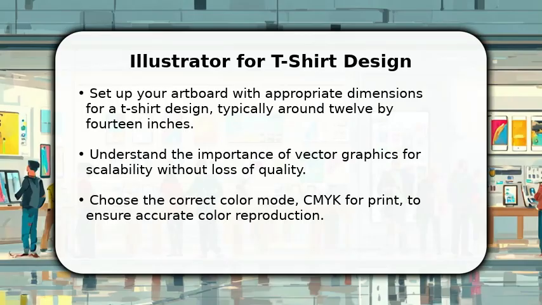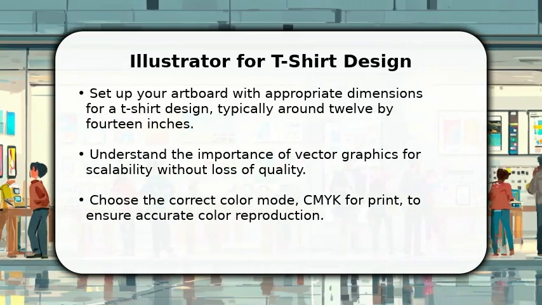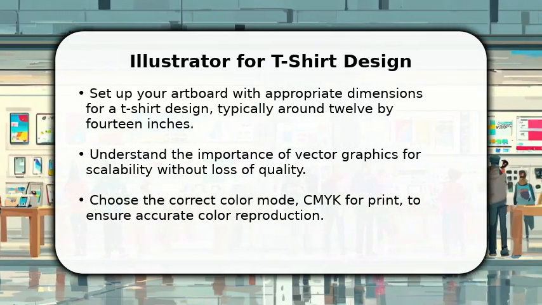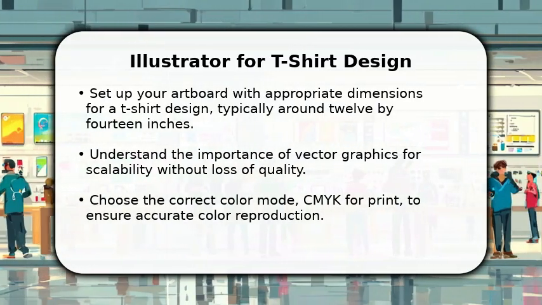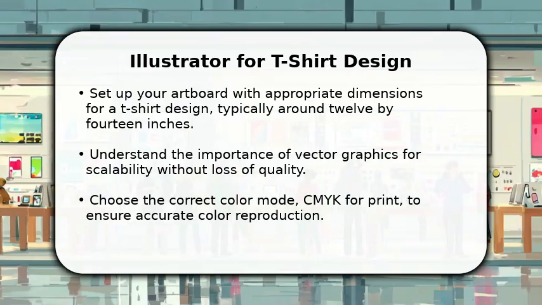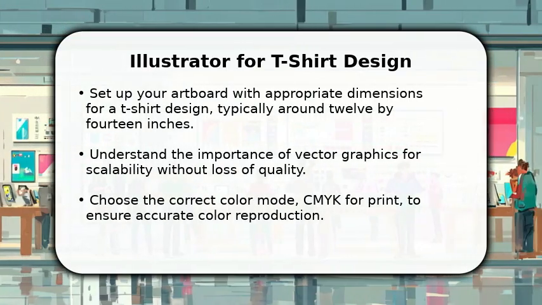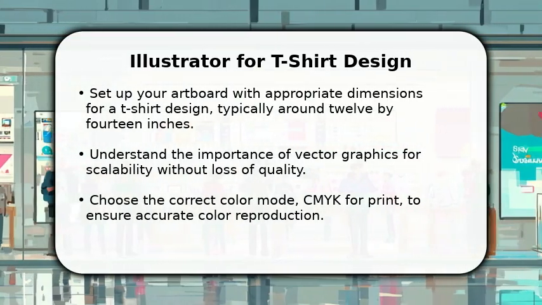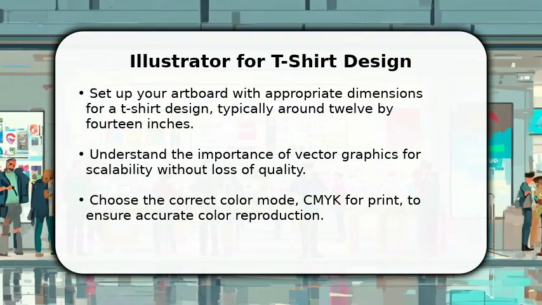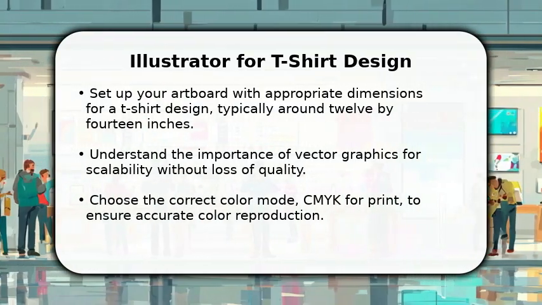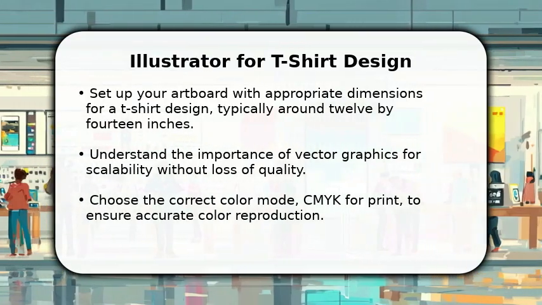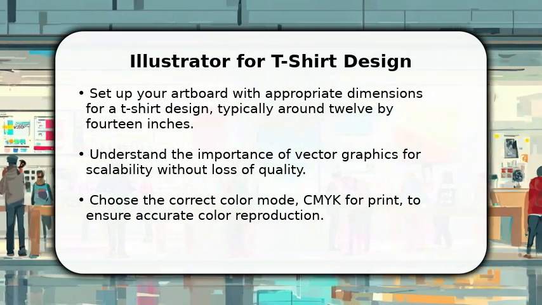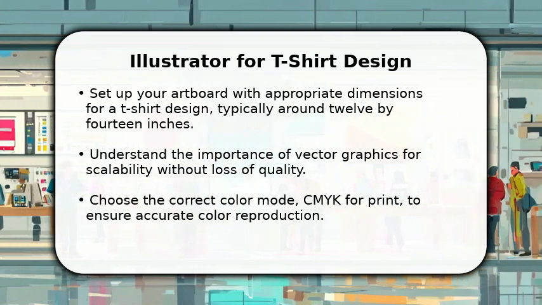In this video, I will explain how to use Adobe Illustrator for t-shirt design. First, set up your artboard with dimensions suitable for a t-shirt, typically around 12 by 14 inches. Remember, vector graphics are crucial for scalability without losing quality. Always choose the CMYK color mode for print accuracy. This foundational setup ensures your design is ready for professional printing, maintaining vibrant colors and sharp details from the start.